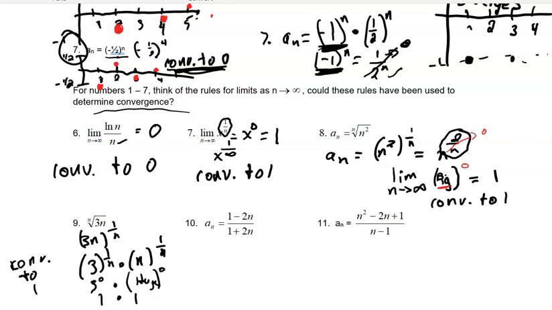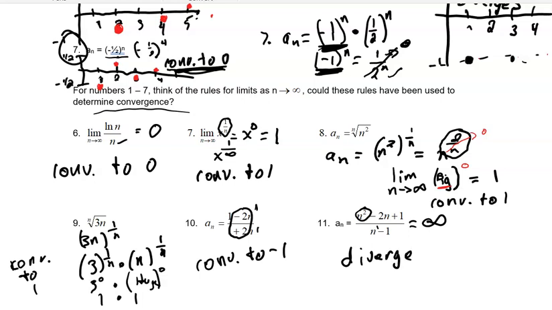10, just some old rules here. Degrees are the same. N to the first, n to the first. We look at their coefficients. -2 divided by a +2 tells us that this should converge to a -1. 11, as n goes to infinity, degree of 2 on top, a degree of 1 in your denominator. This has a limit of infinity. So this is the first one of these that we've been doing where we would say this diverges.